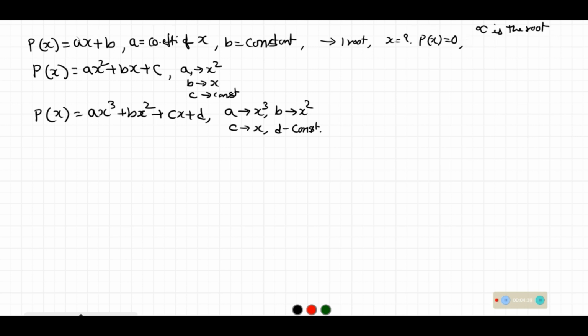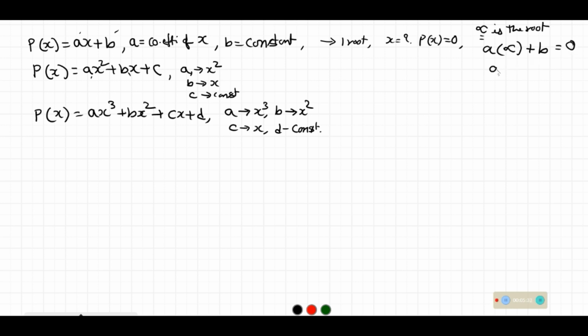Just as you take the constants a, b, c here, similarly I am taking alpha as the root for this equation. You can take any alphabet or any kind of symbol to denote some constant which satisfies the equation p of x equal to 0, right? So I am taking alpha as the root to satisfy p of x equal to 0. So what does that mean? When you substitute alpha in place of x, then this equation becomes 0.